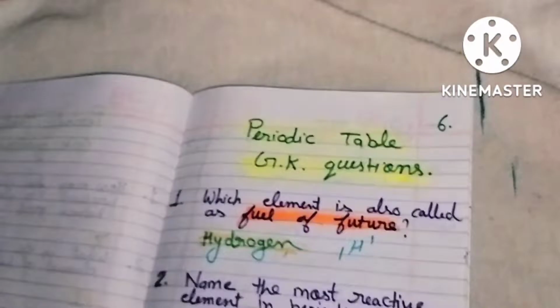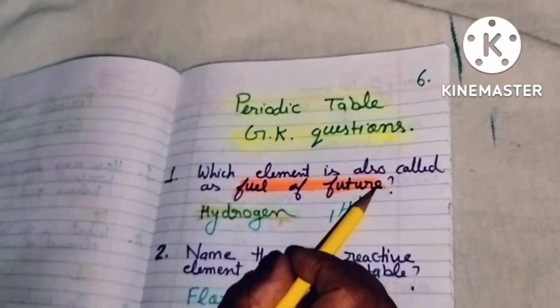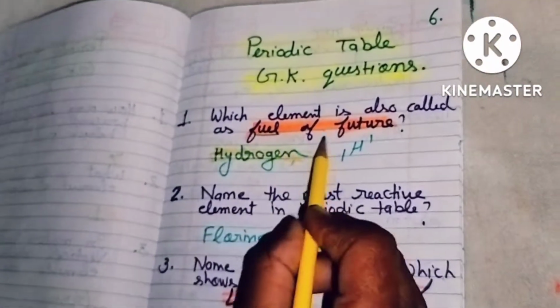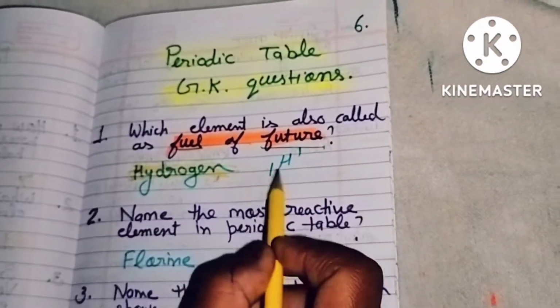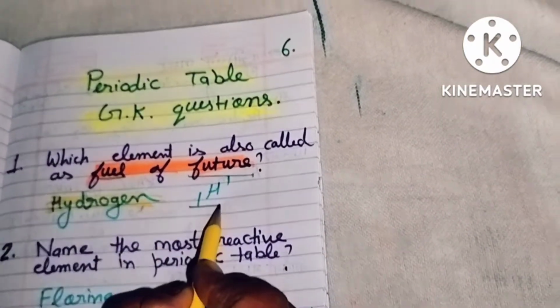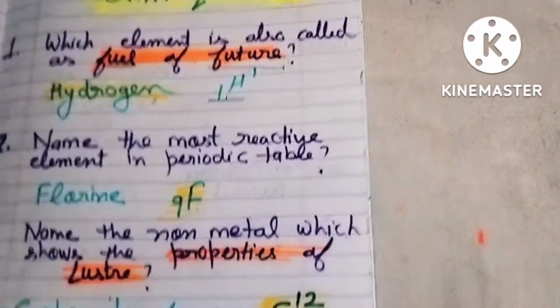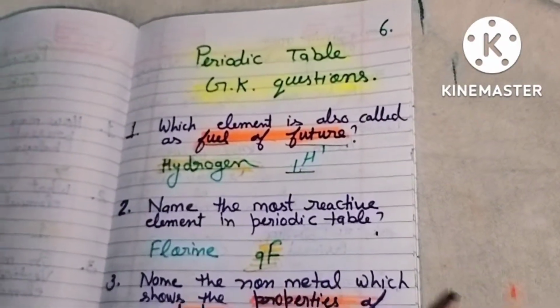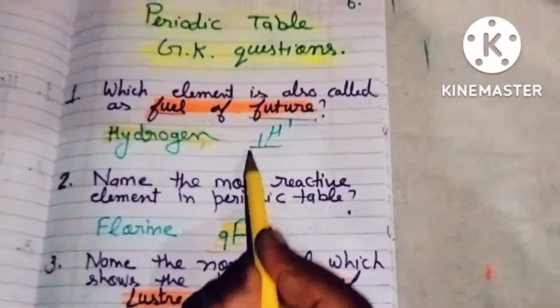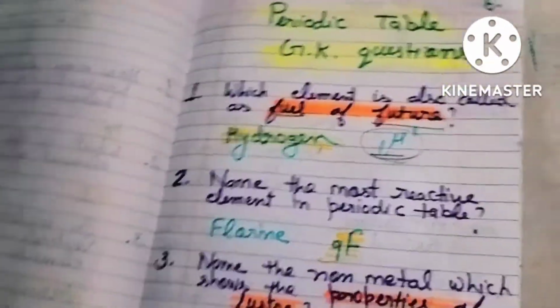Next question: which element is also called the fuel of the future? The answer is hydrogen. Hydrogen is called the fuel of the future. It is present in the highest quantity in substances like butanes and alcohols.